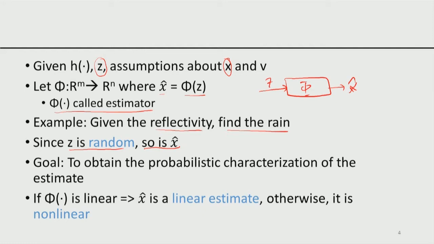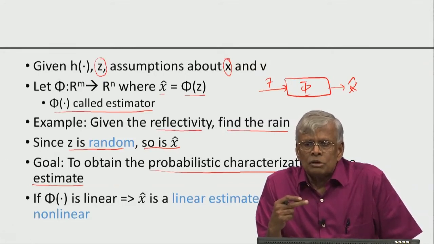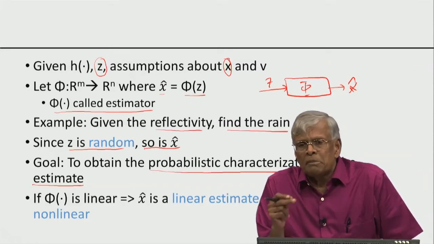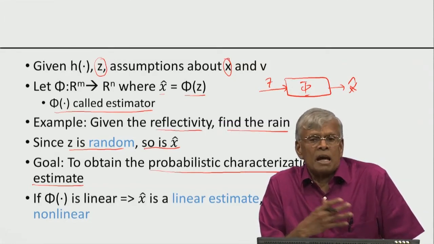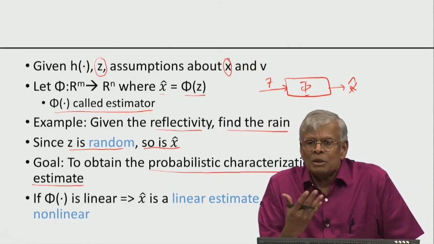So the estimate x hat is a random variable. The goal is to be able to obtain a probabilistic characterization of the estimate. What is the probabilistic characterization of the estimate? There are two things. First, we need to be able to concoct a way to design phi that will output x hat, an estimate of the unknown x. Once it puts out an estimate, and x hat is random, we need to be able to talk about the probabilistic characteristics of x hat. A complete probabilistic characterization involves knowing the entire distribution of x hat. Sometimes it is difficult to get that. In lieu of that, sometimes we will be content with knowing the mean and the covariance.